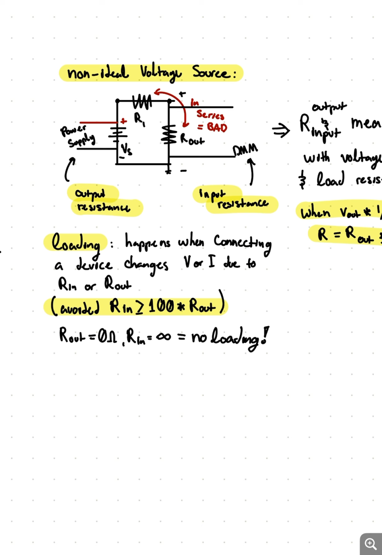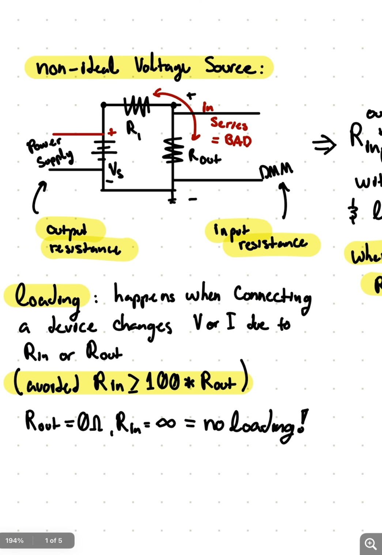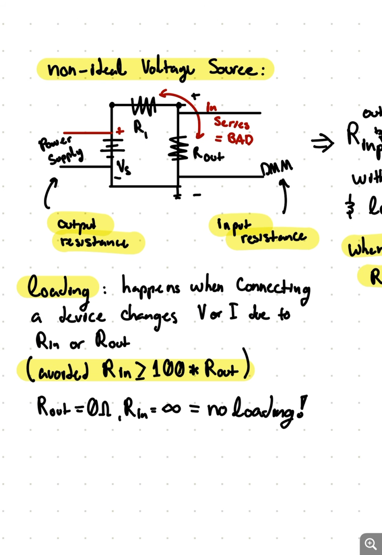But this is a non-ideal voltage source. Now, an ideal voltage source, you're going to have your power supply or your DC source or whatever connected to a resistor. That's going to be ideal. This is a non-ideal, which means that you have your voltage source in series with a resistor, which is in series with your output resistor. This is non-ideal. This is a voltage divider, which is not an ideal voltage source.